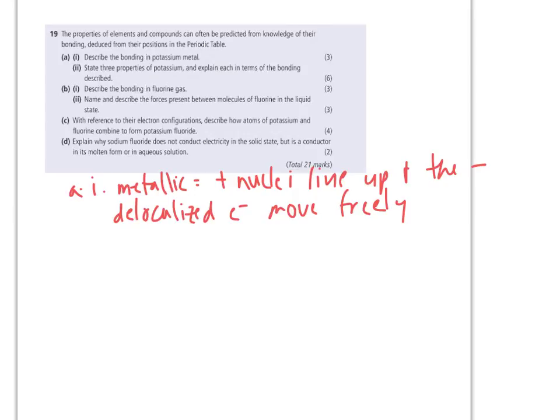If it were a group 2 like a calcium, then I'd have 2 valence electrons and a slightly stronger metallic bond. And then 2 says, state 3 properties of potassium, explain each in terms of the bonding described. It's a good conductor. And that's because the electrons are free to move.